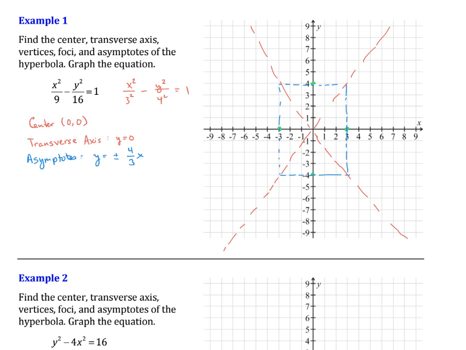So now we can draw our hyperbola branches. We go through those points on our box on the left and the right, and this is because it opens left and right. We have a horizontal transverse axis, and then we approach our asymptotes.